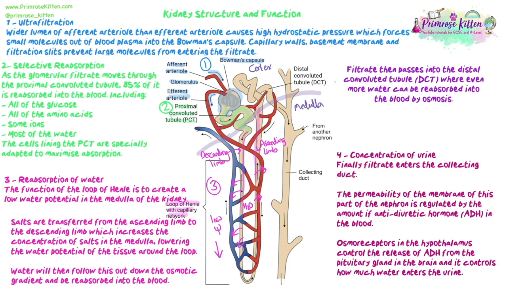Finally, we reach the collecting duct, where the concentration of urine is controlled. Again, it's in the medulla, and you'll see here that multiple nephrons can drain into a single collecting duct. You'll see these branches off it, because more than one nephron drains into this collecting duct. The permeability of the membrane of the collecting duct to water is regulated by the amount of antidiuretic hormone, or ADH, in the blood. Osmoreceptors, receptors in the hypothalamus that detect the water potential of the blood, control the release of ADH from the pituitary gland in the brain, and it controls how much water enters the urine.